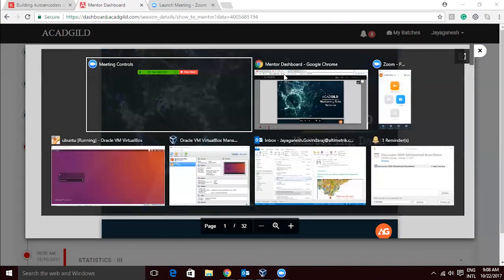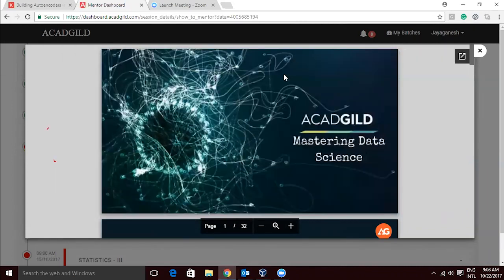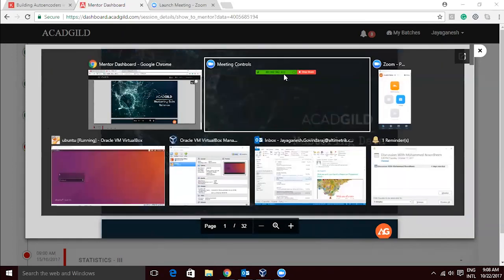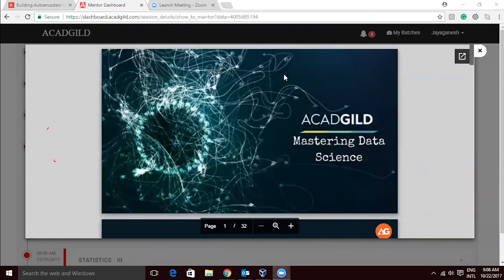So, last week's session, we discussed the basic statistics. The basic statistics means: what is mean, what is median, what is the difference between mean and median, what is variance, what is standard deviation. We call these statistics variables. Using these four variables, how can we come up with a conclusion?